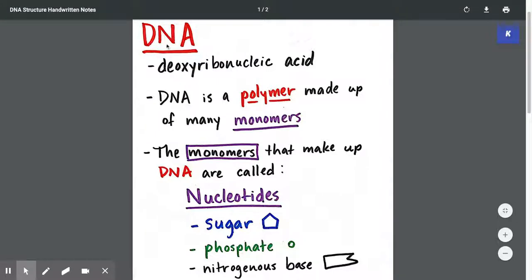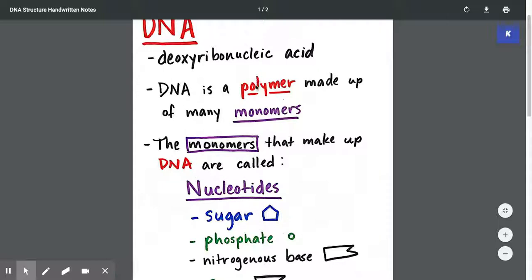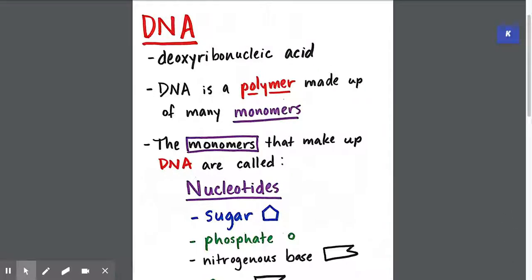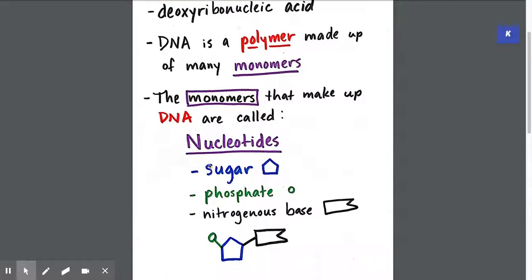So DNA is the shortened name for deoxyribonucleic acid. And DNA is a polymer. A polymer is a large molecule made up of many monomers. Monomers are small little pieces. Think of them like puzzle pieces that come together to complete the puzzle. In this case, our puzzle is DNA. These monomers have a specific name, and the monomers of DNA are called nucleotides.